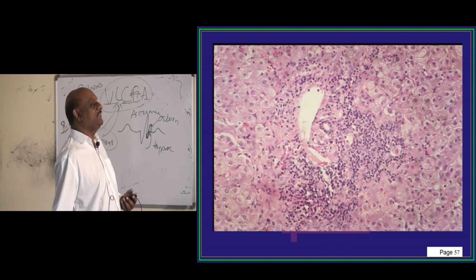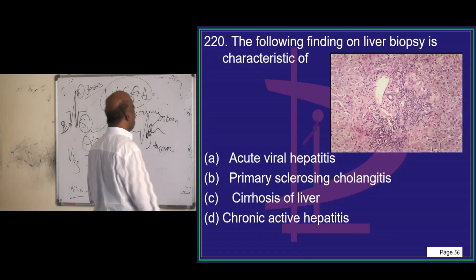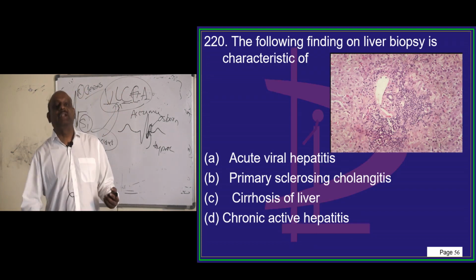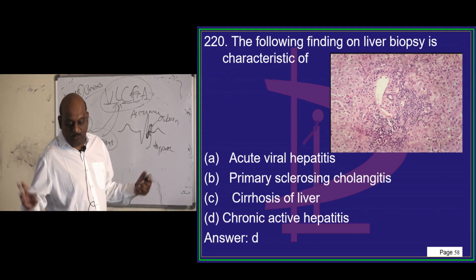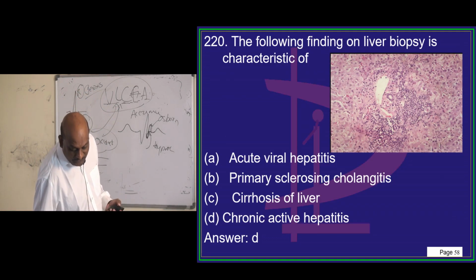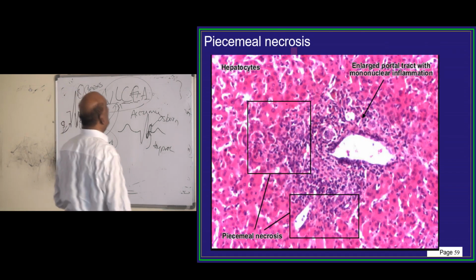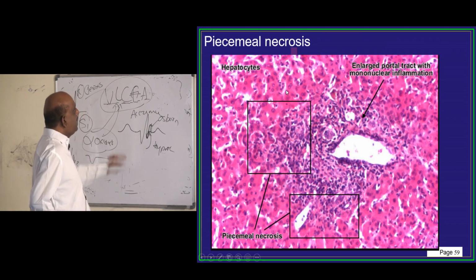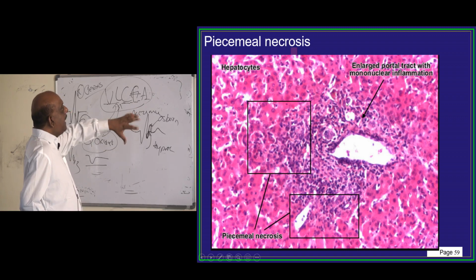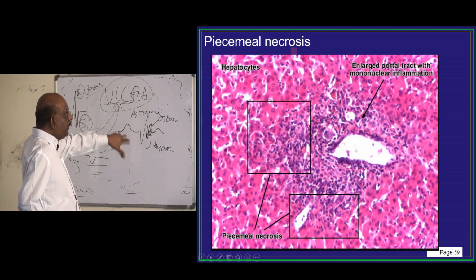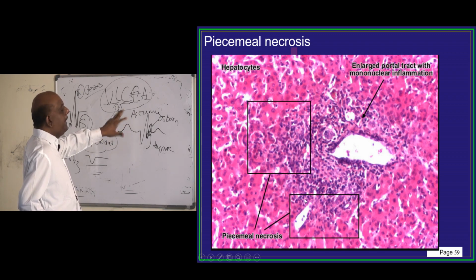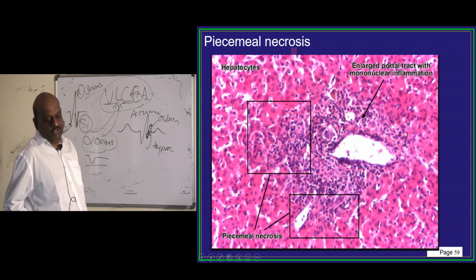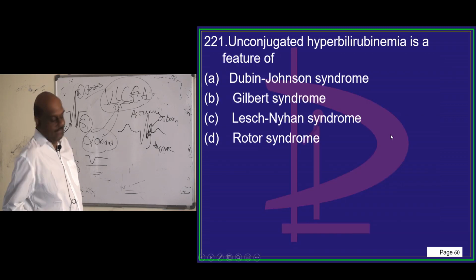Very good. Ritu Raj is right. Piecemeal necrosis is what you need to remember. Piecemeal necrosis is a feature of chronic active hepatitis. So you have the hepatocytes and there is an enlarged portal tract with mononuclear inflammation, and that is called piecemeal necrosis, is what you need to basically understand.